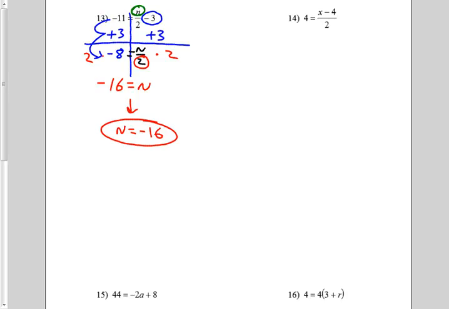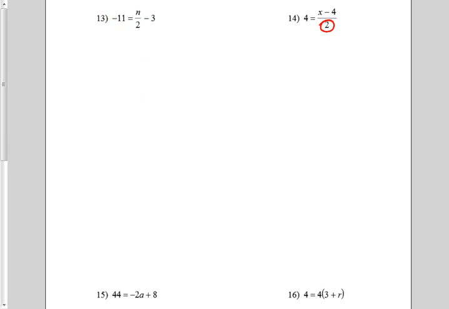Now, because we're getting to a bunch of different things, there are a few examples we can see. In 14, the first thing I notice is that the whole thing is divided by 2. In this 13 example, only this part was divided by 2. Let me make this a little more clear so you can see it. Only this part was divided by 2, so I had to get rid of that negative 3. When I come over here to 14, the whole thing is divided by 2. So my first step is a times 2 on both sides.